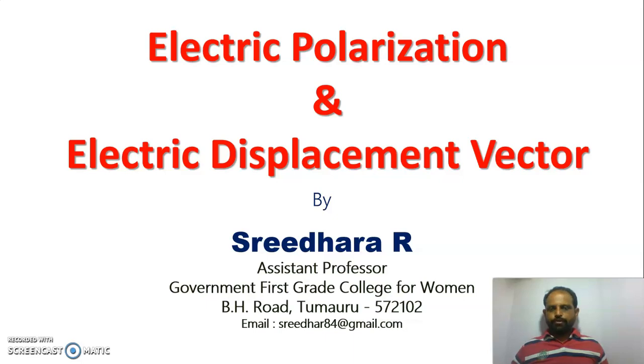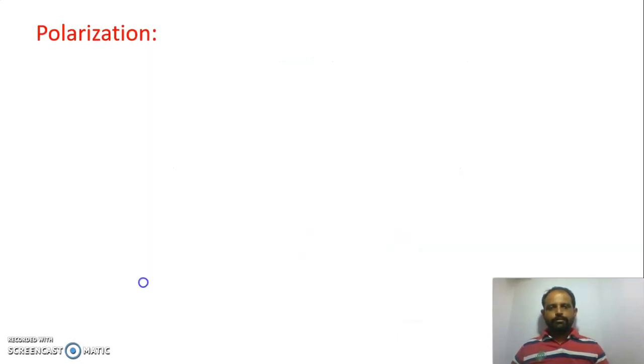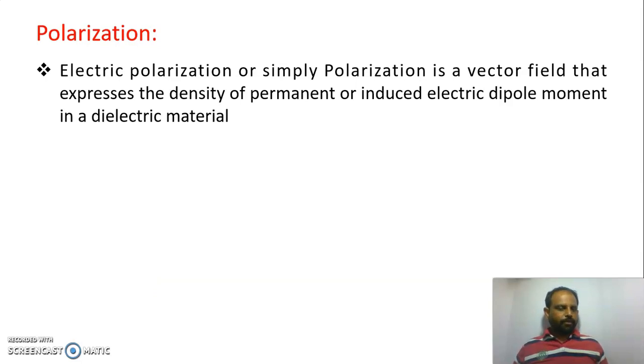So now I am going to explain in detail about the electric polarization. Electric polarization is also simply called just polarization. It is a vector field. We can express this as an electric dipole moment per unit volume, or density of the electric dipole moment. In the electric dipole moment, we can find two types: one is the permanent electric dipole moment and the other is the induced electric dipole moment.